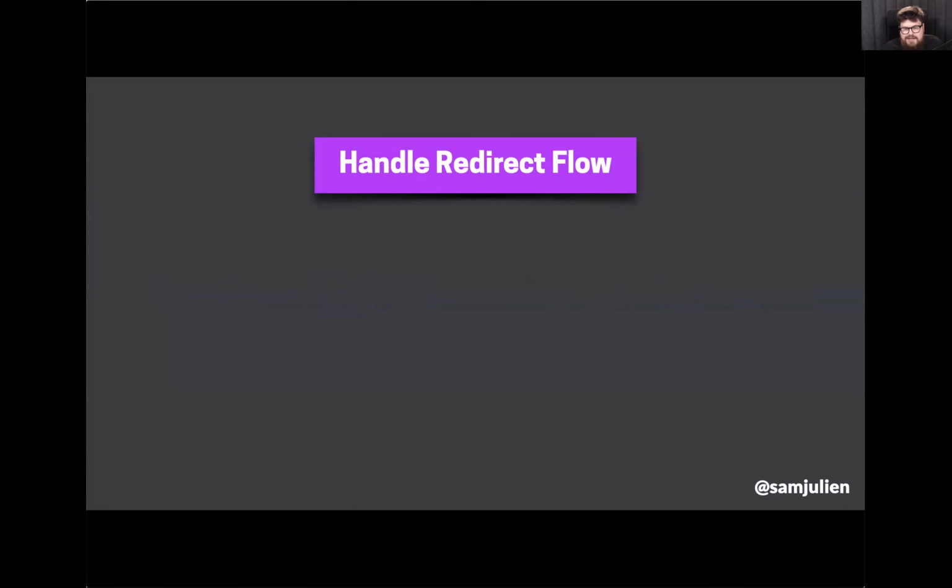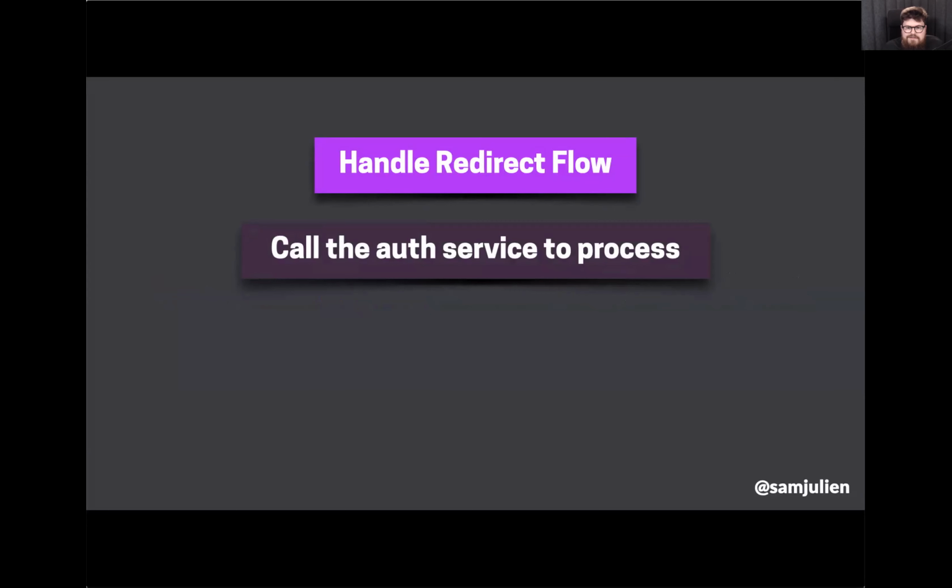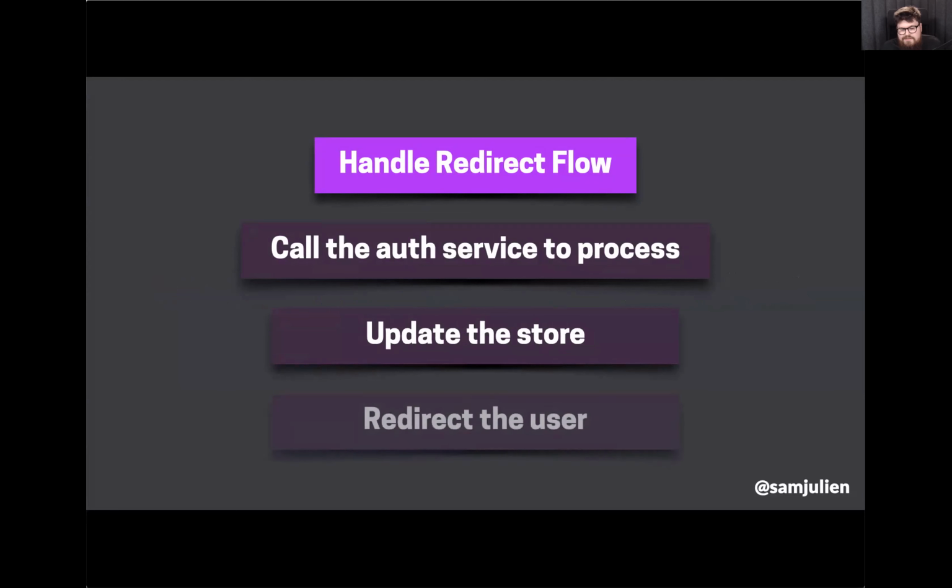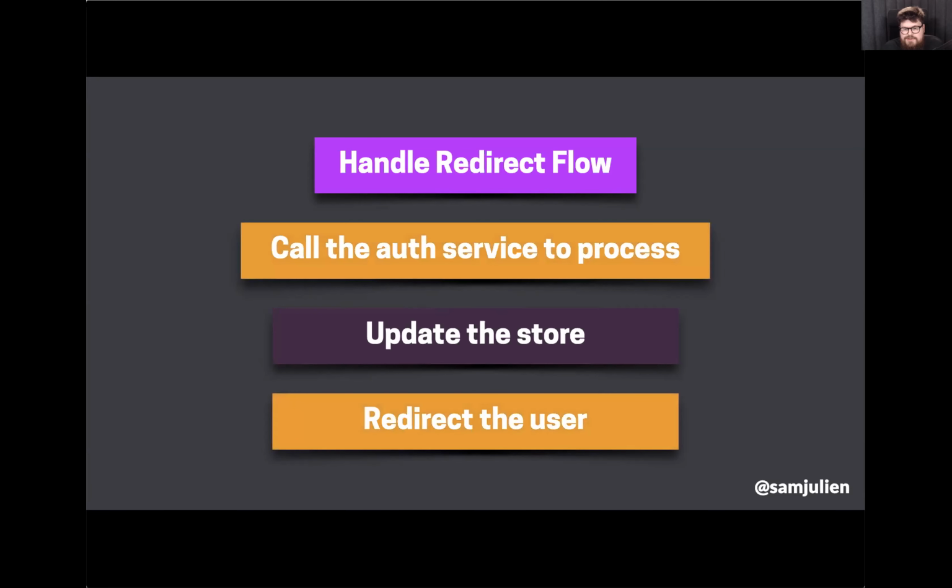So let's write out these steps like we did before with the login flow. When we get to the second half of coming back to the application, the first thing we need to do is call the auth service to process everything. Then we need to update the store. And finally, we need to redirect the user to that URL that came back. If we think about what in here is a side effect and what is updating state, it's number two. Number two is updating the store. And so the other two things are just side effects. So we actually need two effects there to handle that.